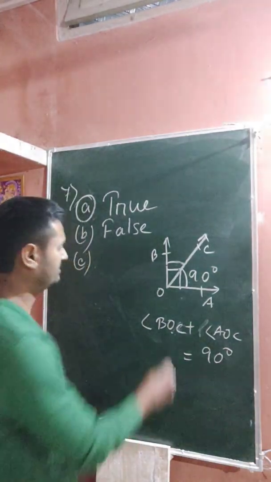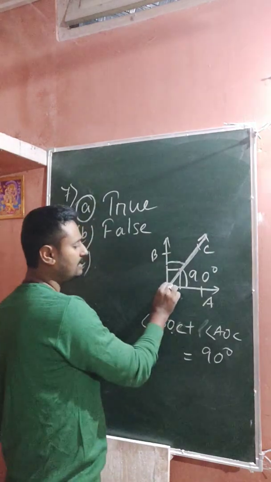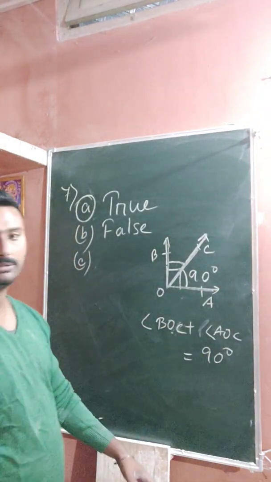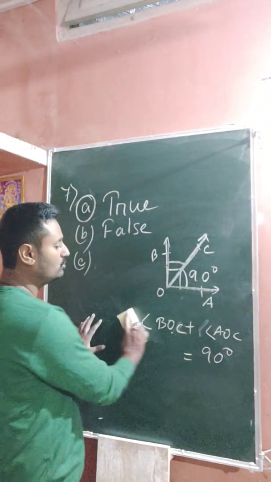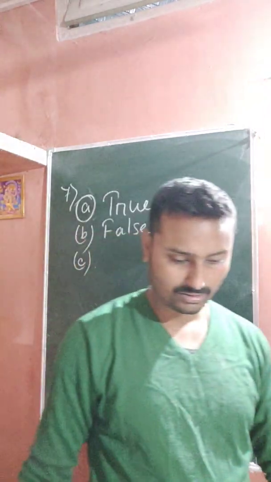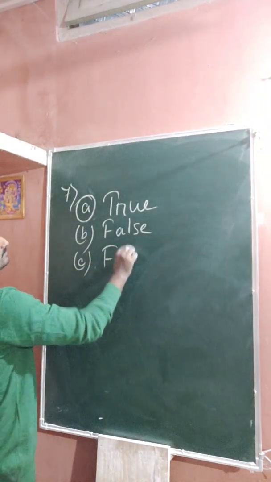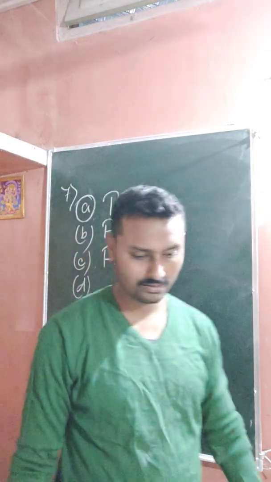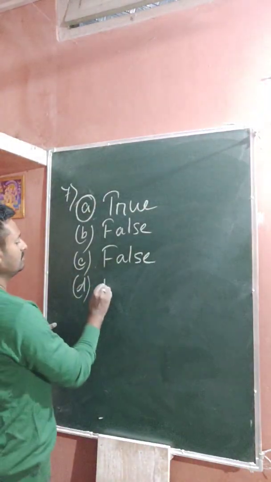Look at both angles. These two angles have the same common point O and common arm OC, and the non-common arms OA and OB are on either side of the common arm OC. That means they follow all the criteria of adjacent angles, so two adjacent angles can be complementary. Therefore the statement is false. Now question D: vertically opposite angles are always equal. We already discussed this, so this one is true.